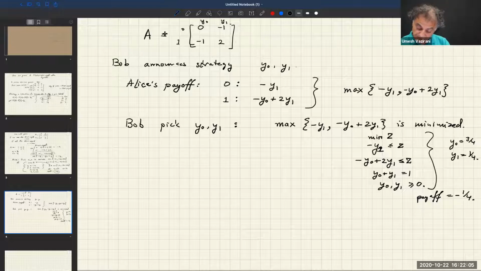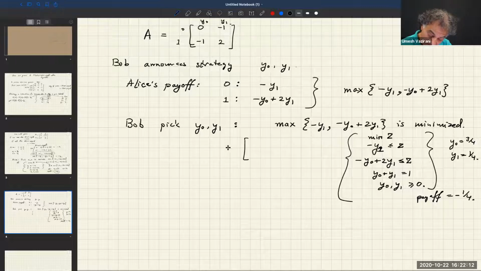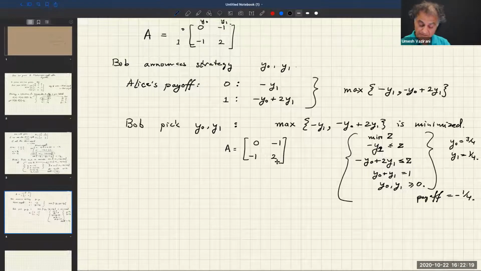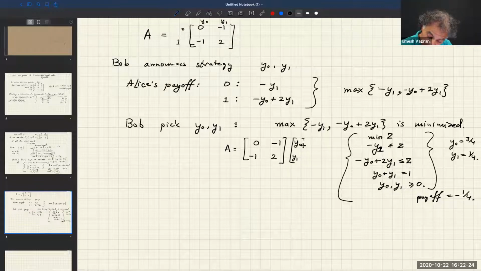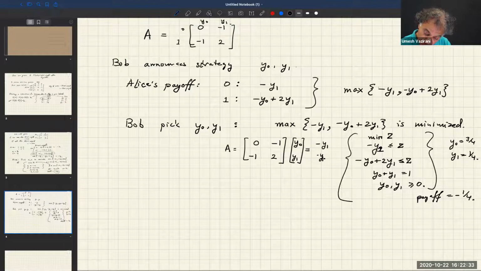Okay, so the way we derive this is sort of like this. You write out A, 0, -1, -1, 2, and you multiply it by Y, Y0, Y1. And what do you get here? Well, you get minus Y1 and minus Y0 plus 2Y1. Right?